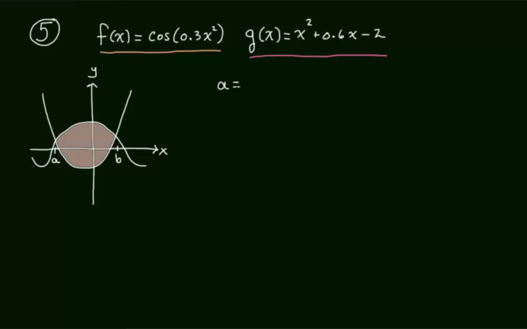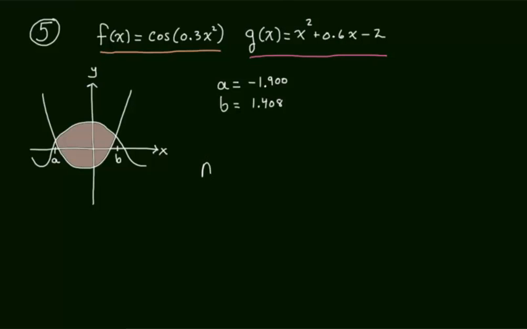Once you find these, hopefully you found a to be negative 1.900. Remember, we round to 3 decimal places. And the intersection x equals b will be the value 1.408. Make sure you're getting these values, practicing the keystrokes that are used to find them.